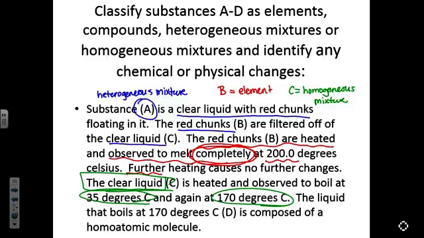D is composed of a homoatomic molecule. Homoatomic means same type of atom. So this is something like our 2 triangle or 3 triangle molecule, and that must be an element.